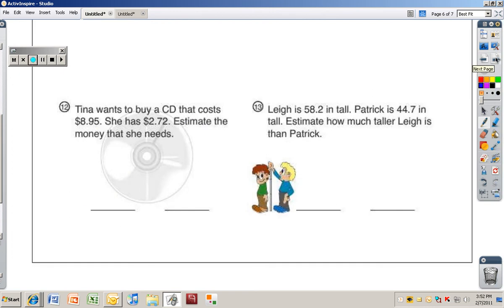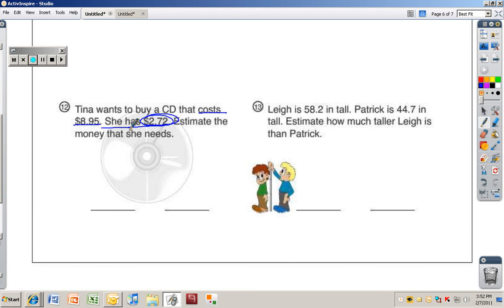And here are two other problems. Go ahead and try these. Pause the video, turn it back on when you're ready to see the solution. All right, Tyler's going to show you how you should have done these problems here. Go ahead and solve numbers 12 and 13 for us. Okay. So she wants to buy a CD that costs $8.95. She already has this amount right here.